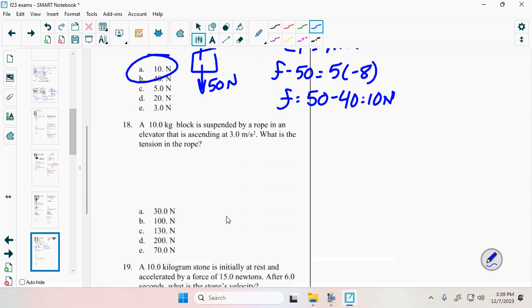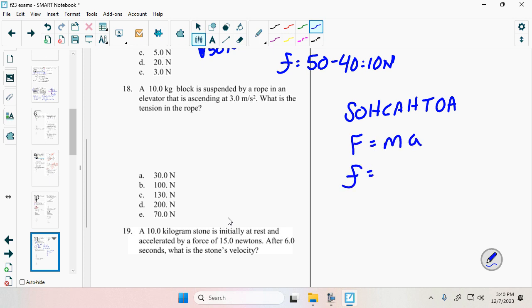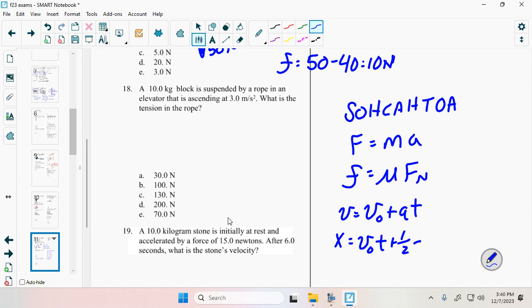Yeah, so you do have a few formulae. You're going to have the full equation sheet that we had on the last exam, but the things that aren't on there are your trig functions, SOHCAHTOA, the Pythagorean theorem, F equals ma, and the frictional force is mu times the normal force. Oh, and then the kinematics equations, where v equals v naught plus at, and x equals v naught t plus 1/2 at squared.